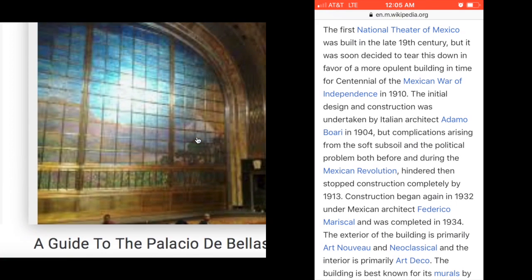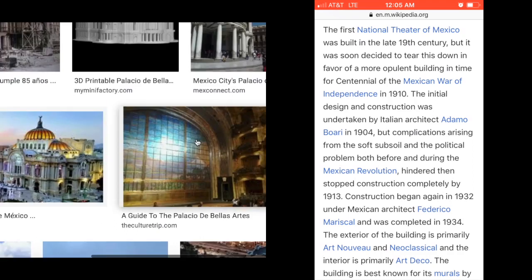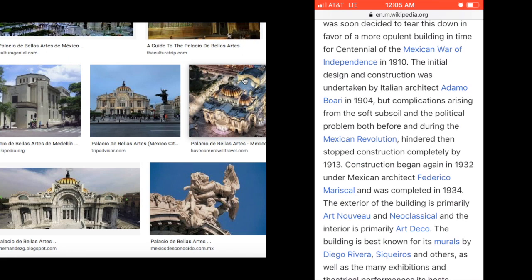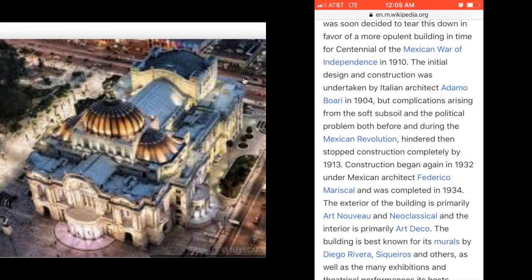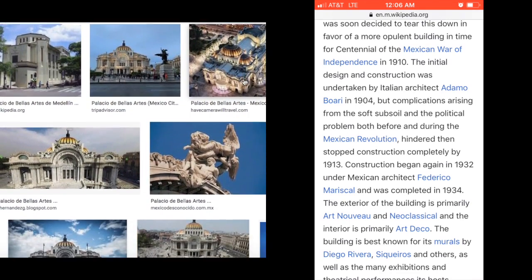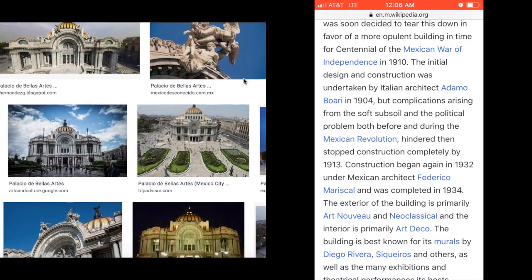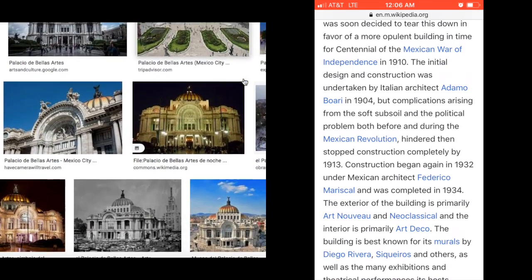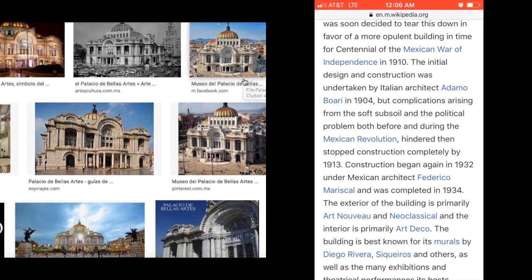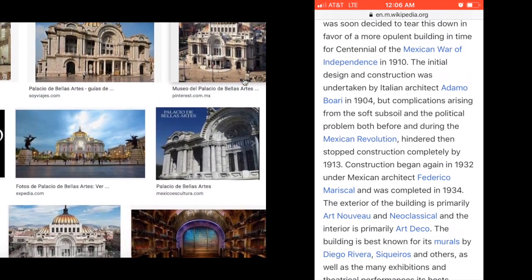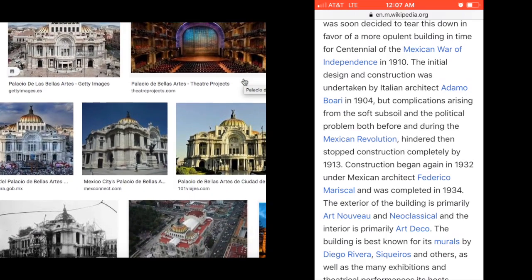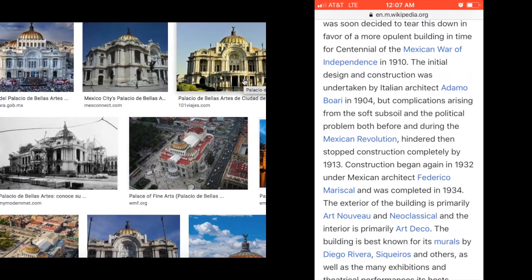It was built in the late 19th century, but it was soon decided to tear it down, like some sort of history of spoiled children. Now they decide to build a new building. They hire Italian architect Adamo Boari in 1904, but complications arising from the soft subsoil and the political problems, both before and during the Mexican Revolution, hindered and finally stopped construction in 1913. Construction began again in 1932 under architect Federico Mariscal and was completed in 1934.